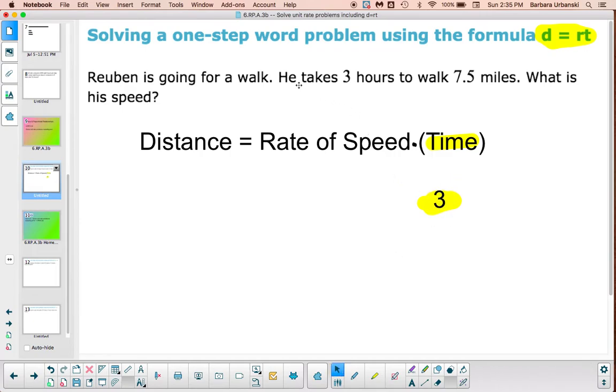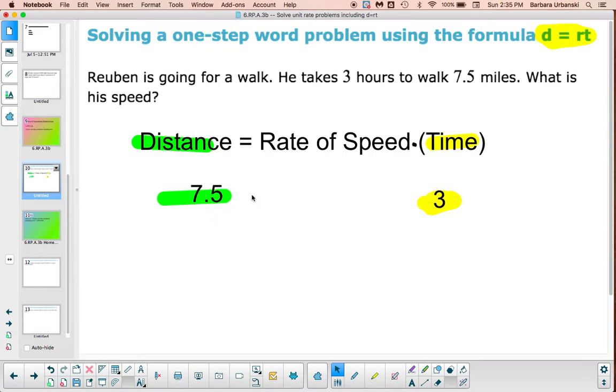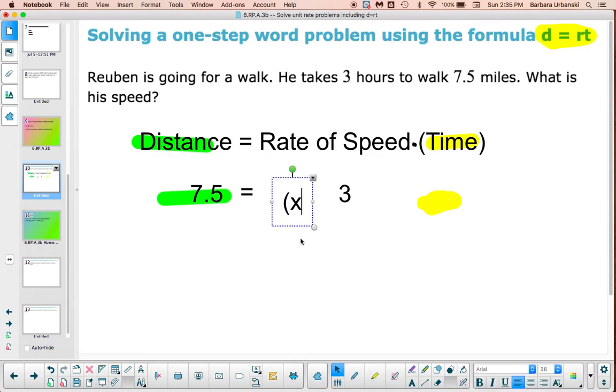And then it says he takes 3 hours to walk 7.5 miles. Well, if you look at the 7.5, okay, that's going to be the distance. So then that means that the distance is going to be here. So we can just fill in the blank and say, okay, so this is going to have to be 7.5. And there's our 7.5. So we know that the 7.5, which is the distance, has to equal the rate of speed. We don't know what the rate of speed is right now, but we could certainly just say, okay, I don't know what it is, so I'm going to use x.